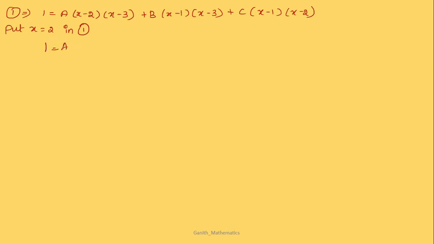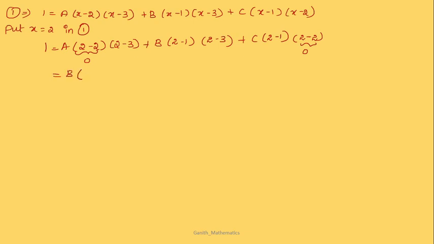1 is equal to a into 2 minus 2, 2 minus 3 plus b into 2 minus 1, 2 minus 3 plus c into 2 minus 1, 2 minus 2. Okay, this 2 minus 2 gives you 0. This 2 minus 2 gives you 0, but only the middle term is here. So that is b. 2 minus 1 is 1 and 2 minus 3 is minus 1. So 1 is equal to minus b, which implies that b is equal to minus 1.